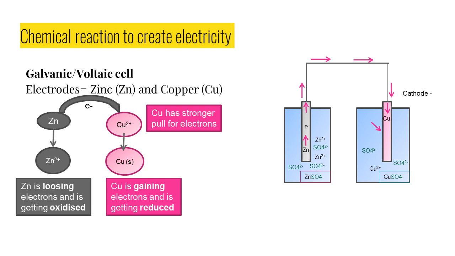Zinc gets oxidized, and the zinc atom in the solid electrode after oxidation gets converted to Zn2+ and comes into the solution. So with time the zinc electrode will get reduced. All the electrons which are being generated will travel from zinc to copper, and from the zinc electrode, the zinc will get dissolved in the electrolytic solution. It will come into the electrolytic solution in the form of Zn2+ ion.